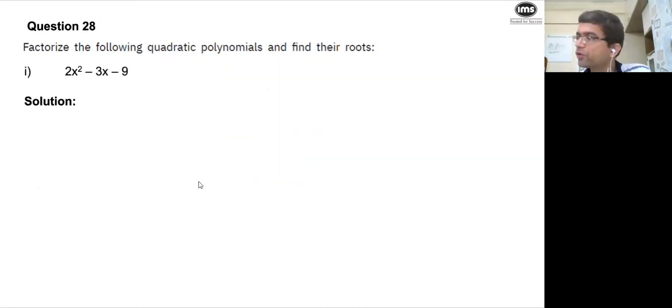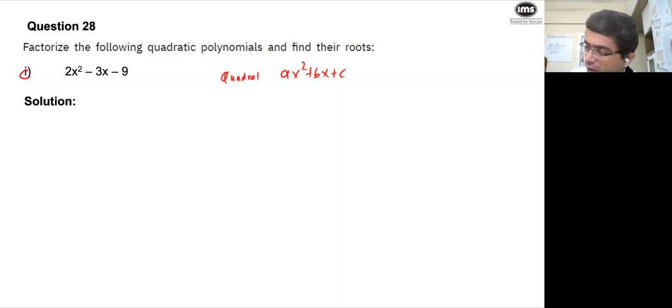We have 2x square minus 3x minus 9. D is discriminant, Mansi. So discriminant is, what do we know? If ax square plus bx plus c is the quadratic, yes, discriminant or delta is given as b square minus 4ac. So there is a relationship between the nature of roots and the value of discriminant.